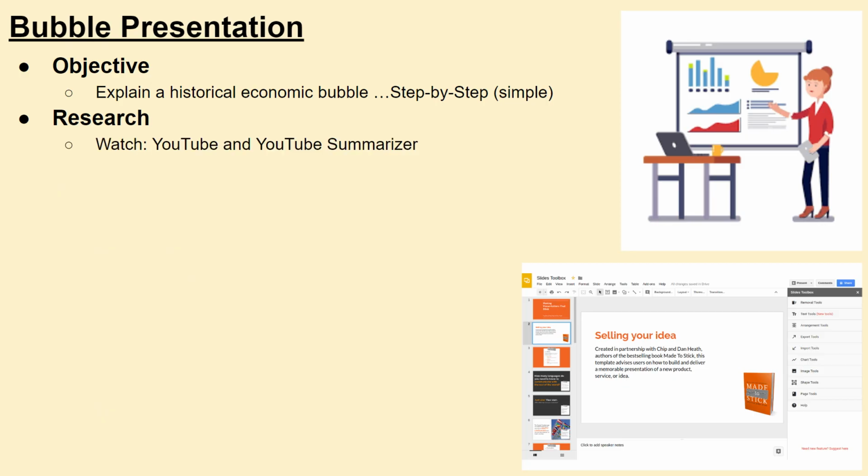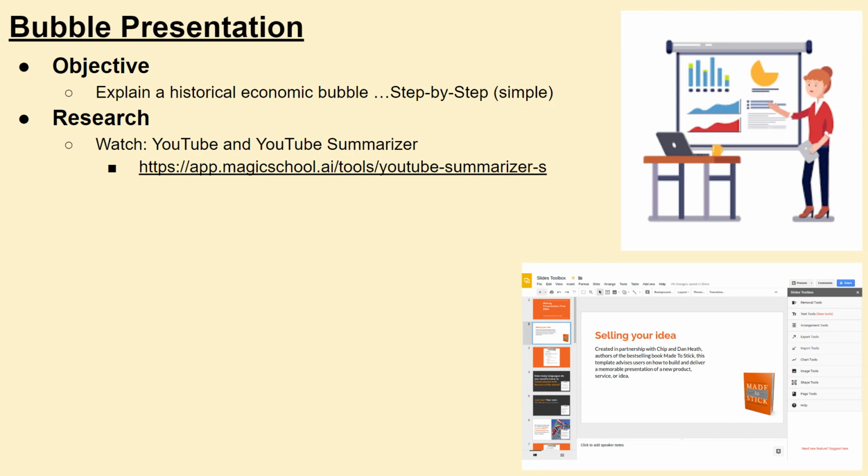How are you going to do research? Watch YouTube videos. Type your economic bubble into YouTube. Watch some videos. Don't have time for that? Use a YouTube summarizer. Grab the link to the video. Put it in Magic School. It will summarize and bullet point the key information that you will need.